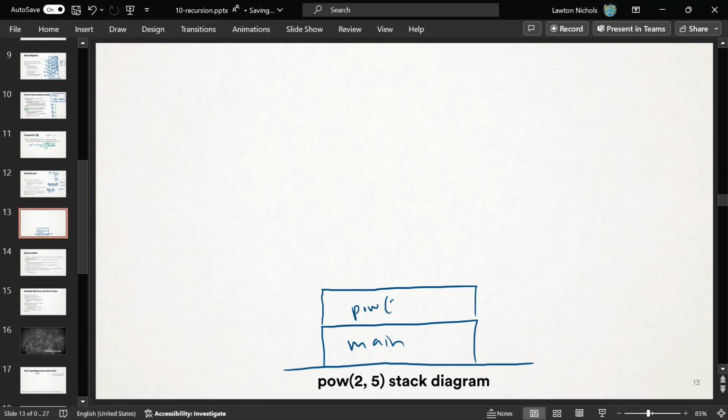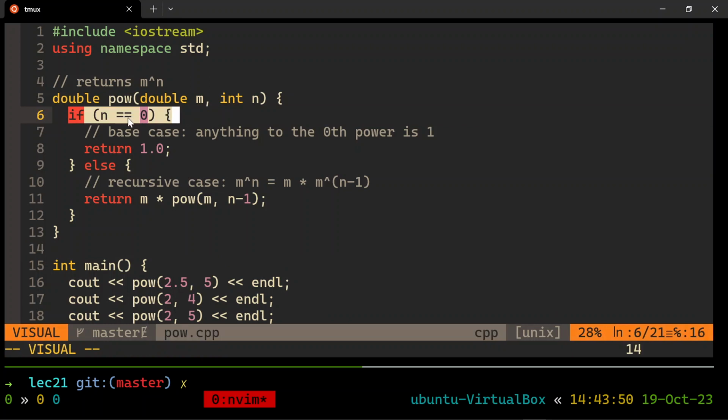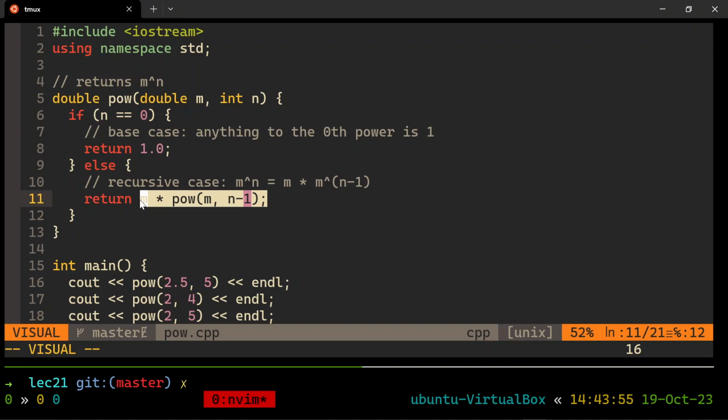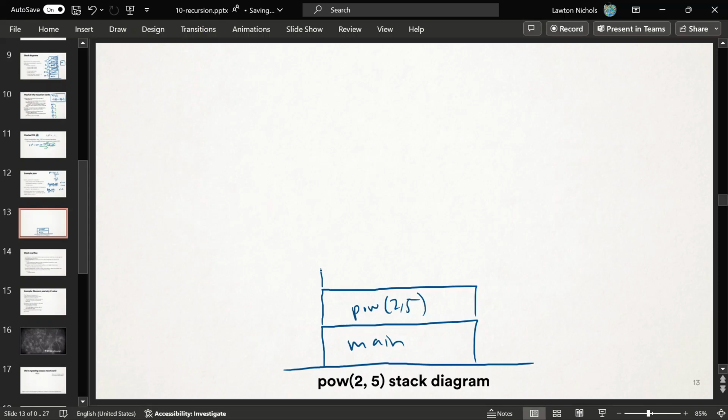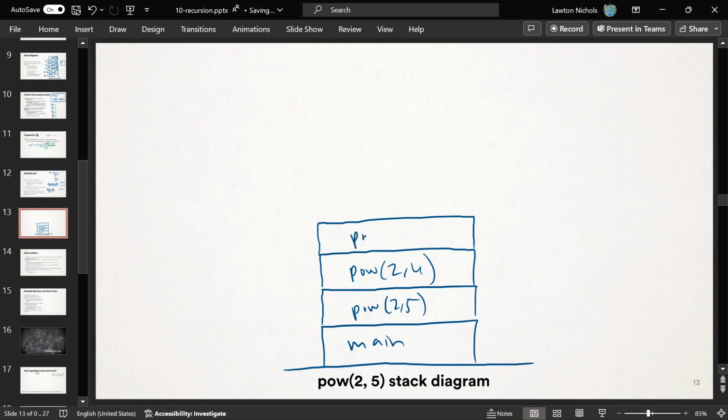Okay, and so then we're going to jump up to here. 5 is not 0. So we're in the else case, the recursive case. We're going to return our 2 times 2 to the 4th power. We're going to call ourselves; we need that answer first. So pow of 2, 5 is waiting on that last line, ready to multiply its 2 once more by the result of pow 2, 4. But it needs to go off and compute that first. Right? And likewise, 2 to the 4th power is equal to 2 times 2 cubed. It'll be waiting on this line again, asking for the solution pow of 2, 3.